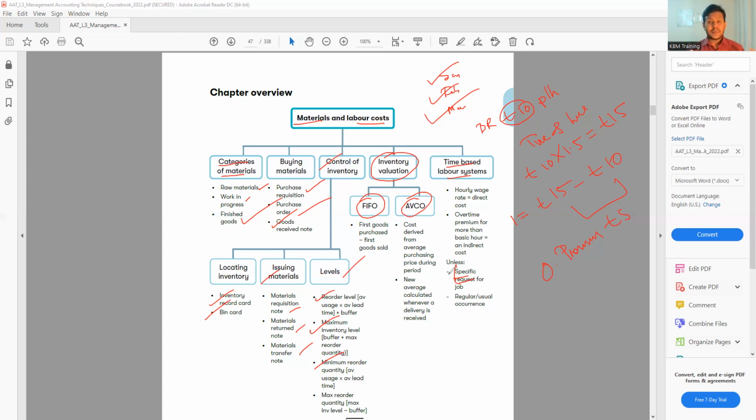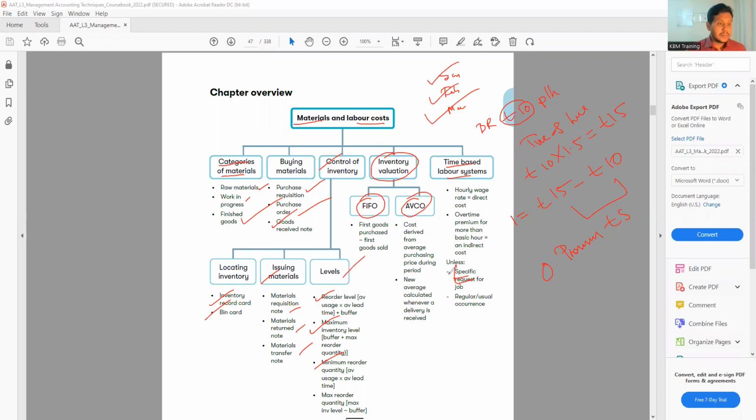But if the job is for only one specific order, for example, if you are making a house, or if you're making a customized car. For example, one customer said, can you make the car like that? So it's customized. It's not very general or common for everyone. If this is the case, even if you spend overtime, that will be treated as a direct cost. So you need to remember that if you do a specific order or a specific work, then the overtime will be treated as a direct cost. Other than that, normally the overtime is always indirect cost.